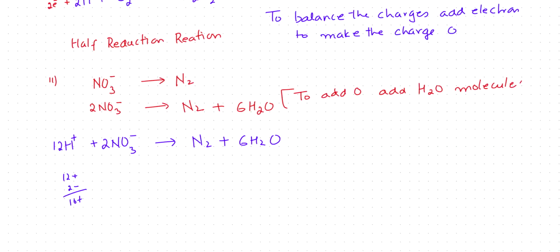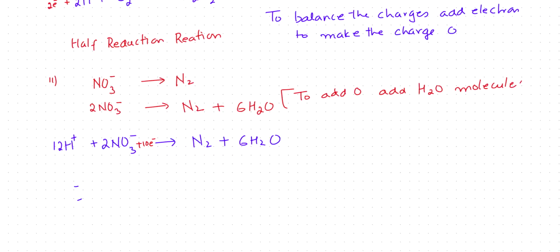Each electron carries one negative charge. So 10 positive charges remaining here. To neutralize this, we add 10 negative charges. So now the total charge will be 0. So you can check again, 10 negative and 2 negative here. So 12 negative and 12 positive, this equation is balanced.